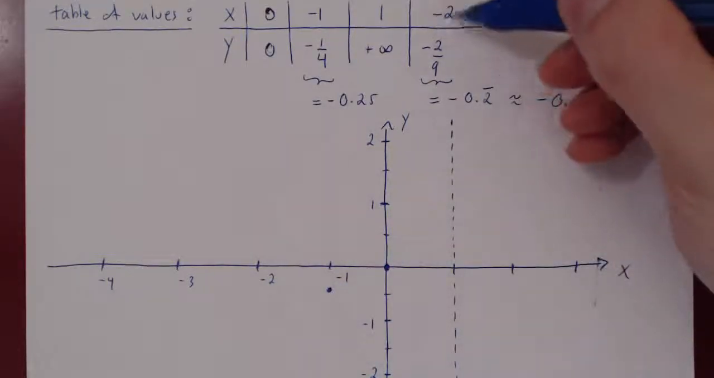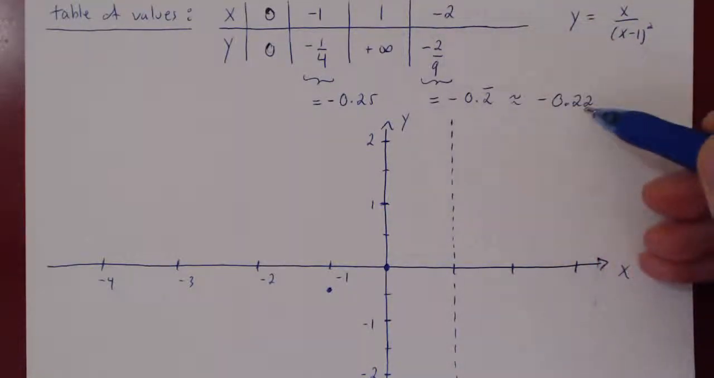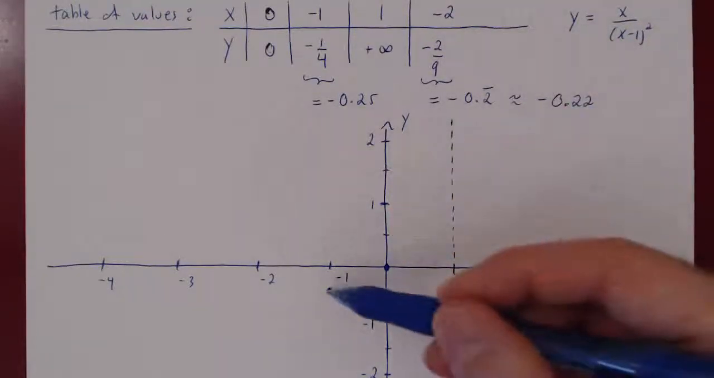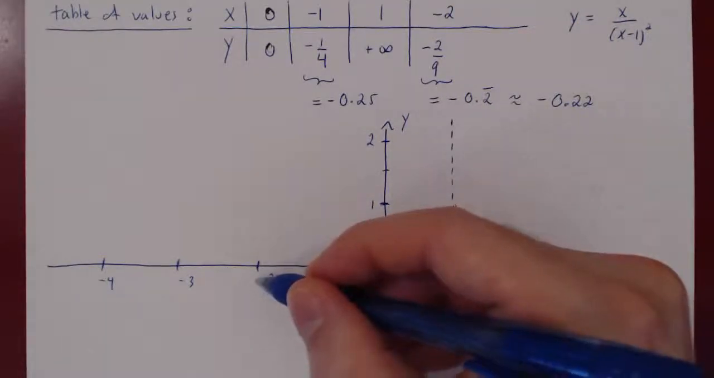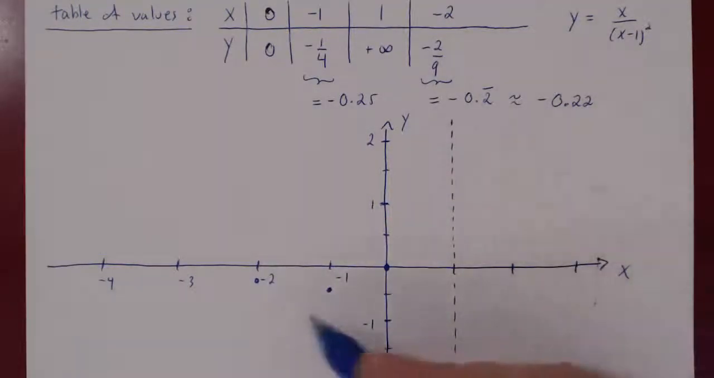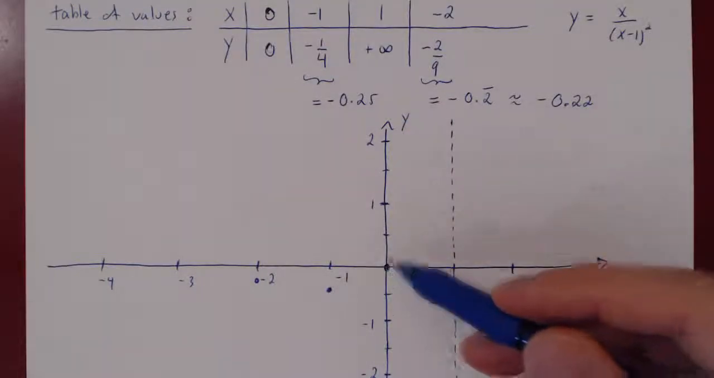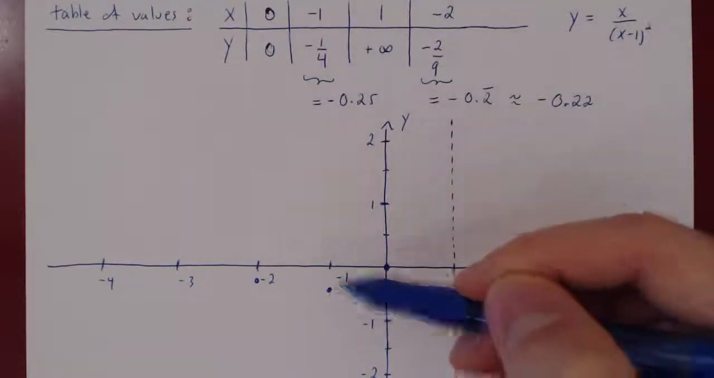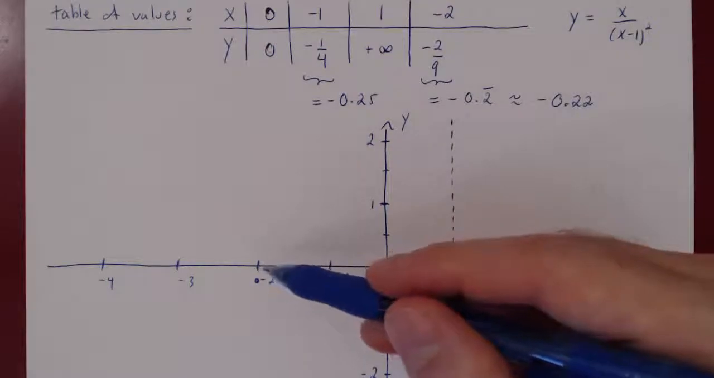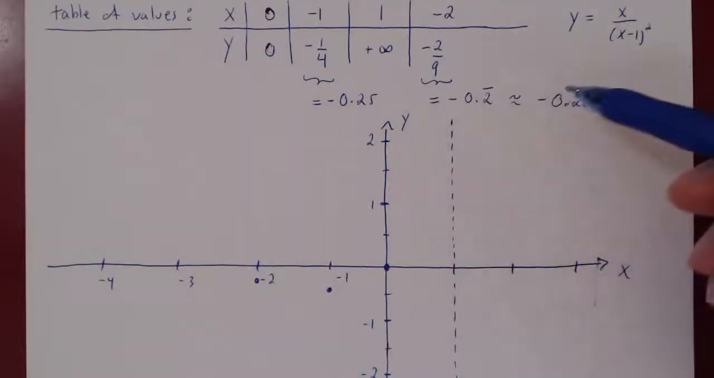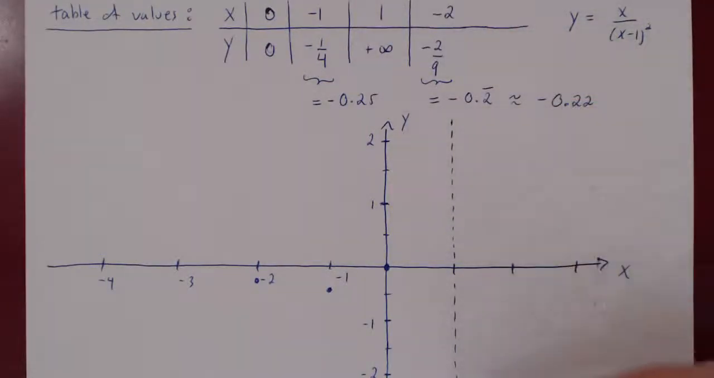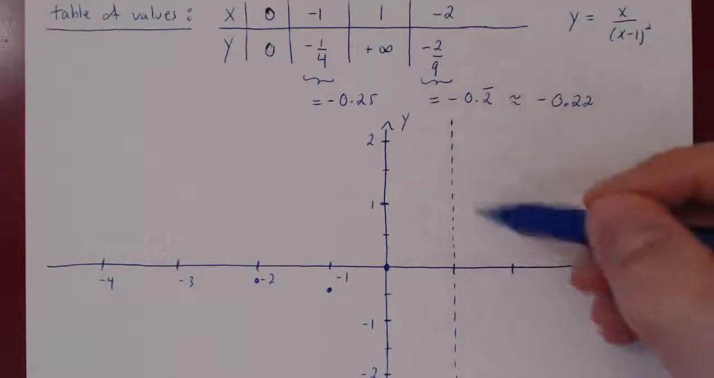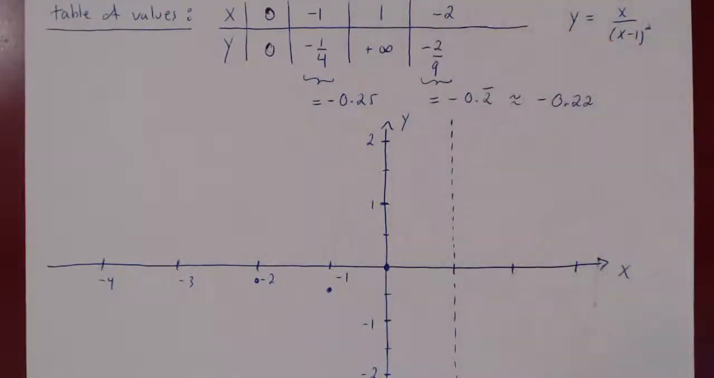So it's going to be about here. And at -2, the value is -0.22, so it's a little bigger than this one. So you can just go up a little bit. We'll exaggerate, but it will be a little higher. So we have the point 0, 0, -1, -1/4, -2, roughly -0.22. And the other point is 1, but we know that at 1 we have a vertical asymptote, and the curve will shoot up from both sides to positive infinity.